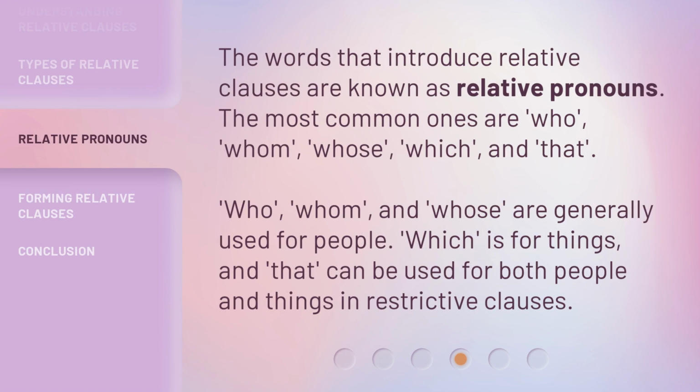The words that introduce relative clauses are known as relative pronouns. The most common ones are who, whom, whose, which, and that. Who, whom, and whose are generally used for people. Which is for things, and that can be used for both people and things in restrictive clauses.